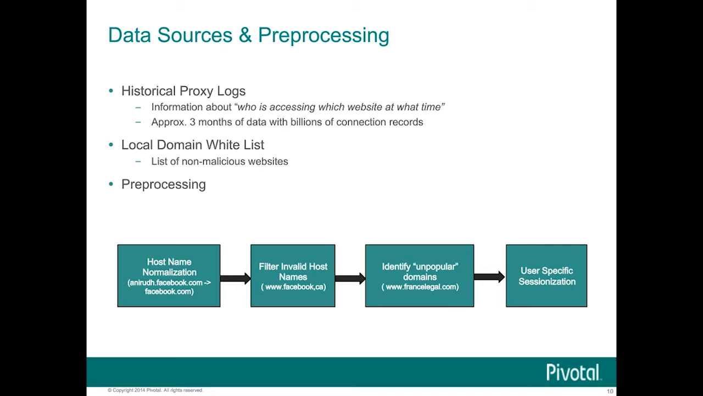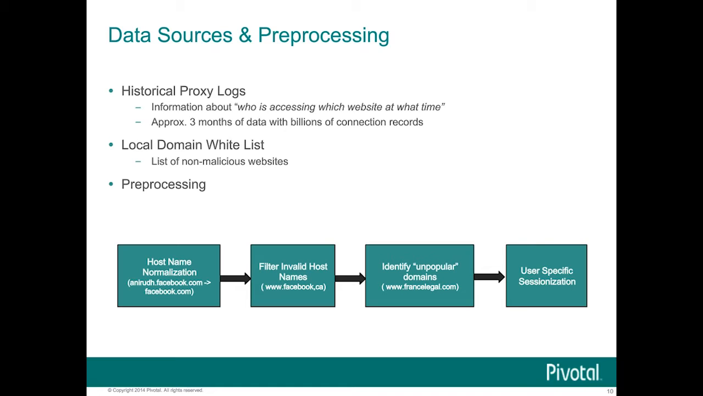Another data source that we use for this problem is the local domain whitelist. That is the list of non-malicious websites. For example, if we have a list of domains like Google, Facebook, Twitter, etc., these are all non-malicious. So if we can get a concise list of all these domains, that can be used as a domain whitelist.